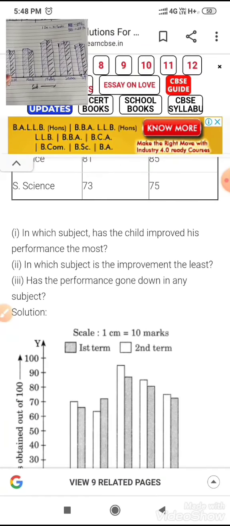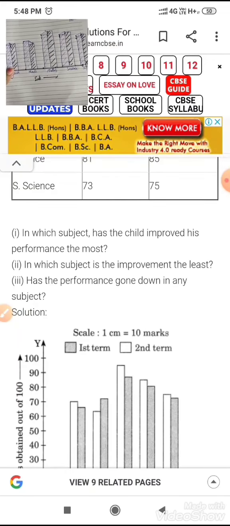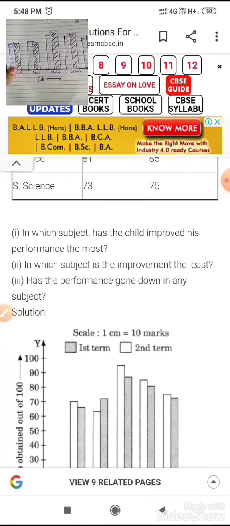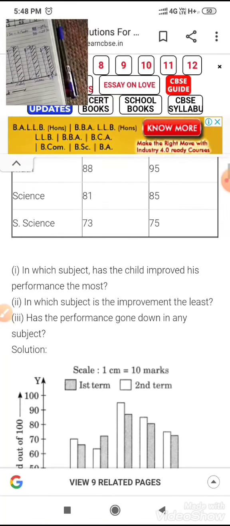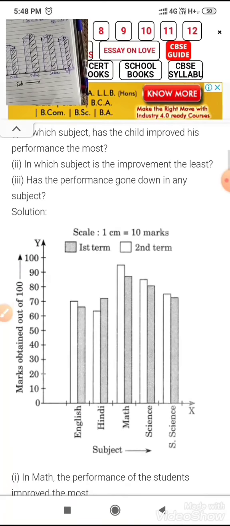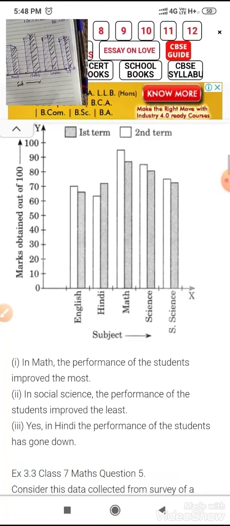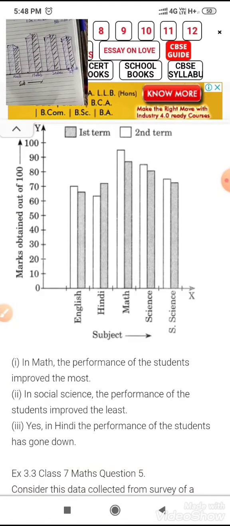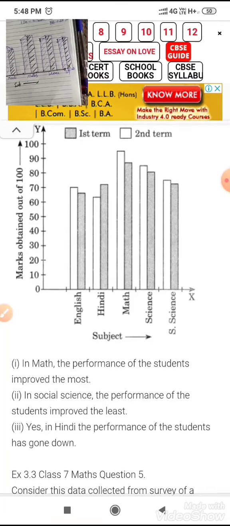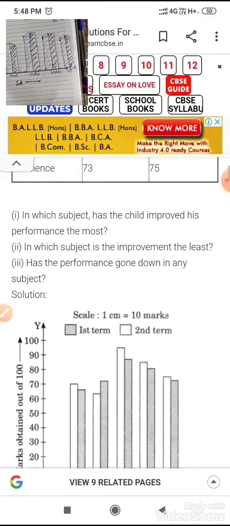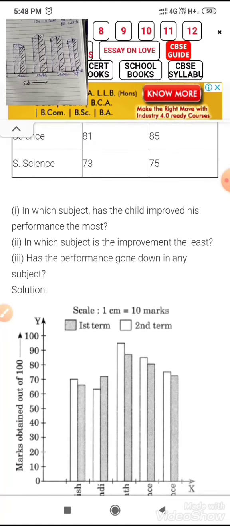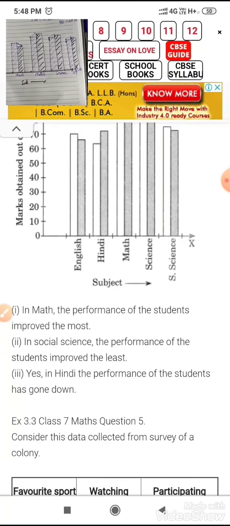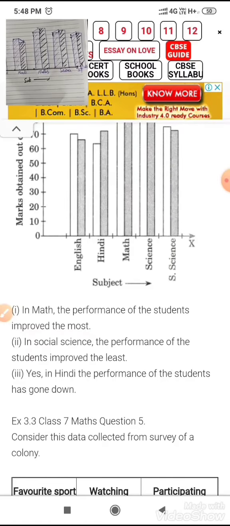Now we have to answer some questions from this graph. The first question is, in which subject has the child improved his performance the most? From the graph we can conclude that in maths the performance of the student improved the most. The second question is, in which subject is the improvement the least? In social science, the performance of the student improved the least.